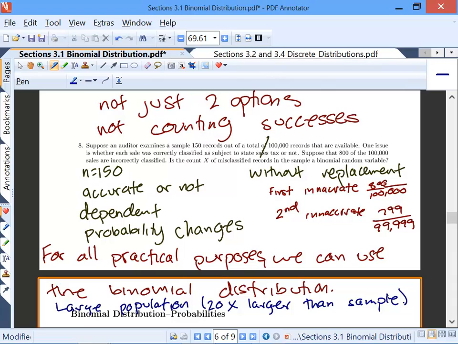If it's something like drawing cards out of a 52 card deck, well, that's probably going to make a difference to us. But if I'm asking you to count the number of people in Utah, and even if you sample 1,000 people, that's still not going to make a big difference. So any questions on how you tell if it's a binomial distribution?